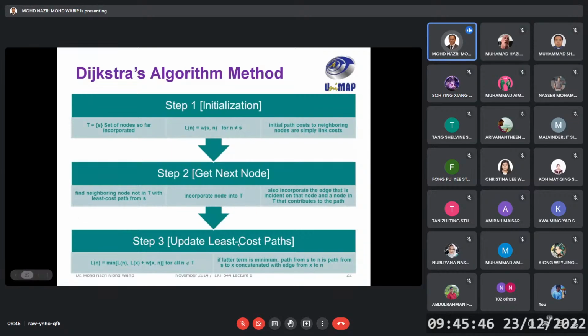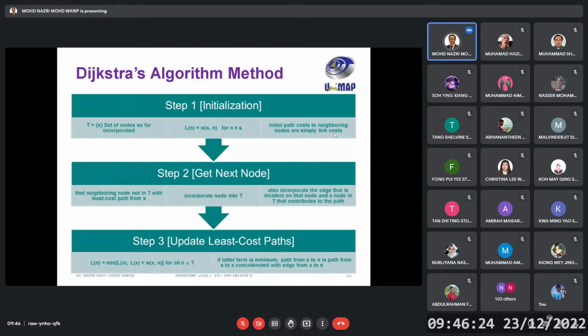So this is the graphical visualization lah. This is what happens in the Dijkstra algorithm method. Step 1, initialization. T equals S, the set of nodes so far incorporated, and L(n) equals w(S, n) for n not equal to S. N is node lah, W is weight, S is sink or source. Initial path costs to neighboring nodes are simply link costs.